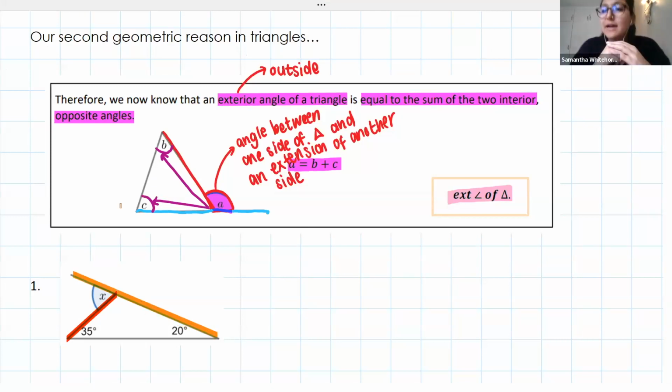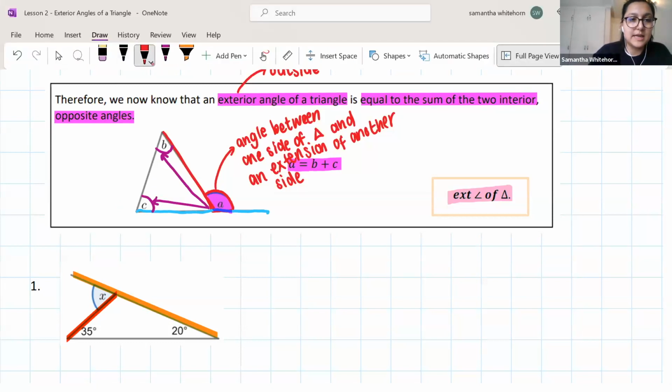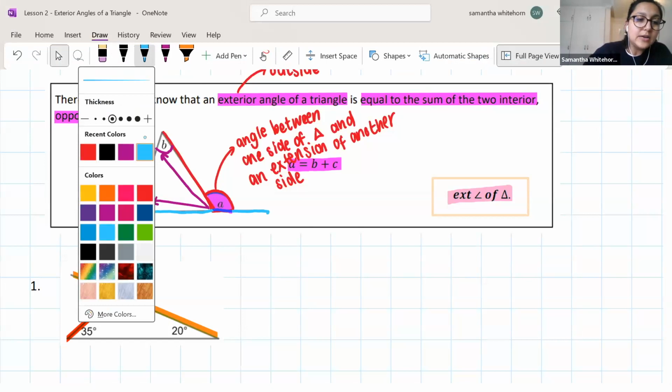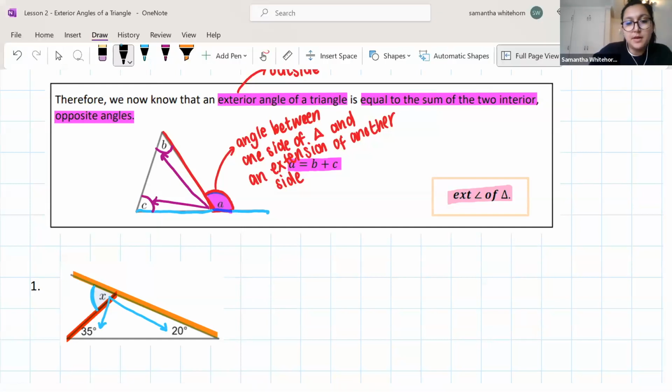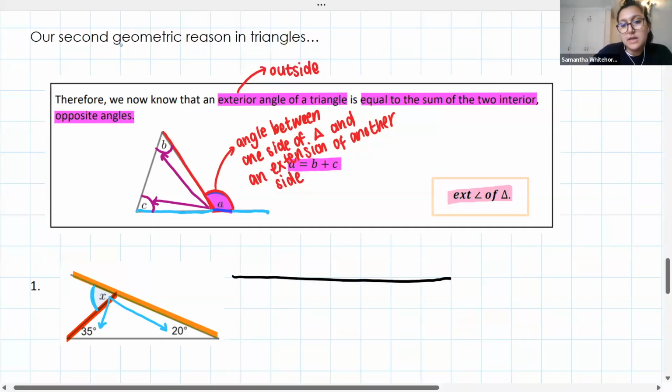So because the lines creating this angle all come from or are part of my triangle, I know it's an exterior angle. Because I now know that this is an exterior angle, I know that the size of angle X will be equal to the two angles opposite it added together. So that would be 20 and that would be 35. So we can now set up our statement and our reason in order to solve for X.